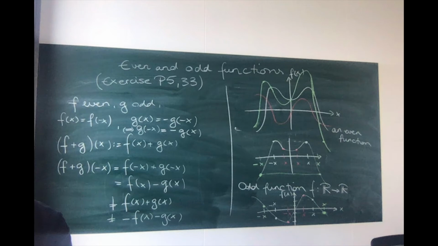So we use everything we know and write it down. First, f even means f of x equals f of minus x. g odd means g of x equals minus g of minus x.